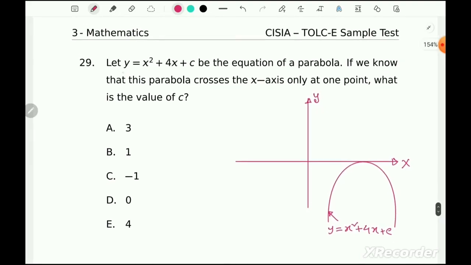Okay, let's study. Let y equal x square plus 4x plus c be the equation of a parabola. If we know that this parabola crosses the x-axis only at one point, what is the value of c?